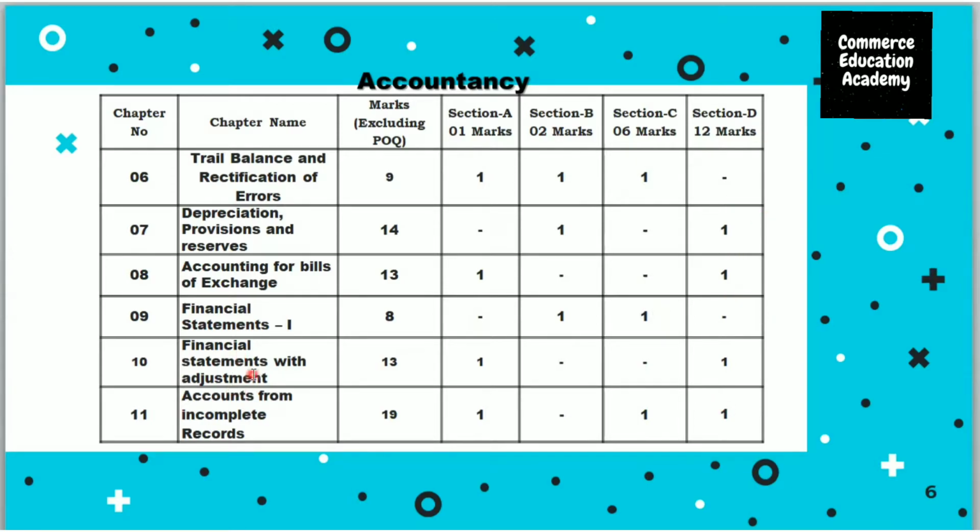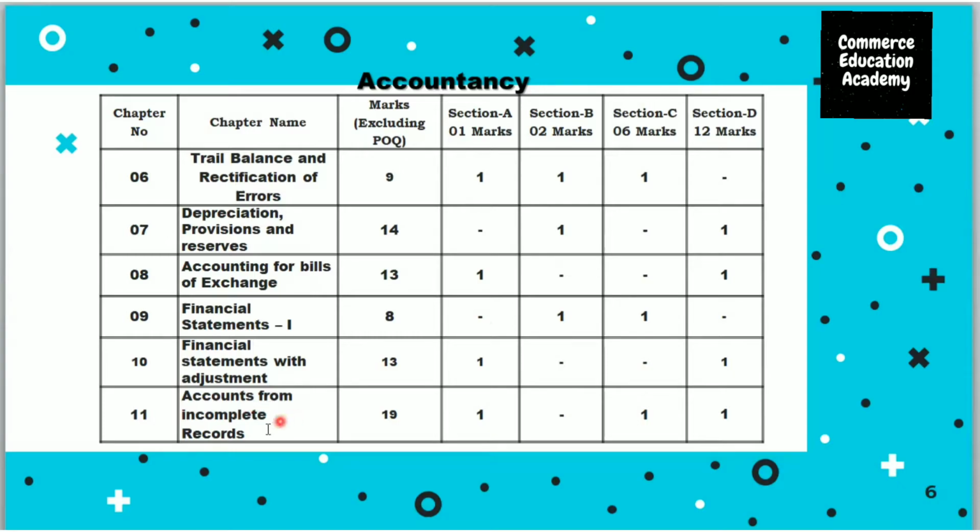Next, financial statements with adjustments. This chapter carries 13 marks. From Section A, 1 question, no question from Section B, no question from Section C, and 1 question from Section D, that is 12 marks. So 12 plus 1, that is 13.